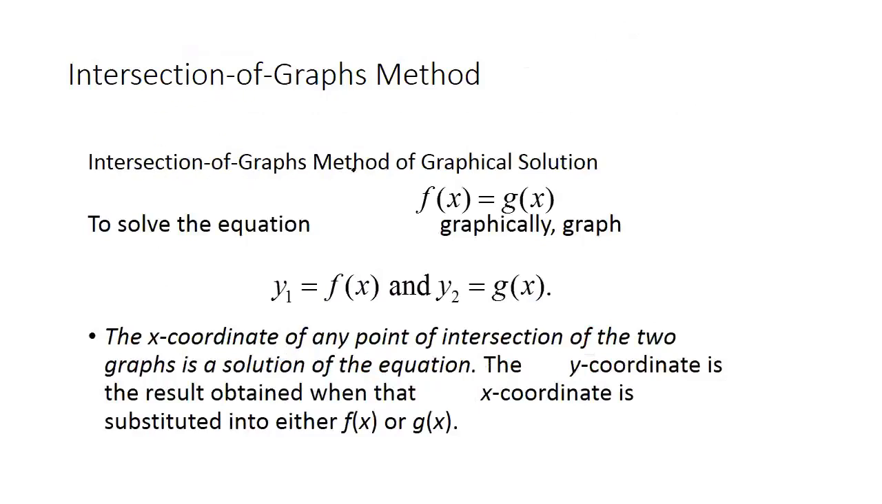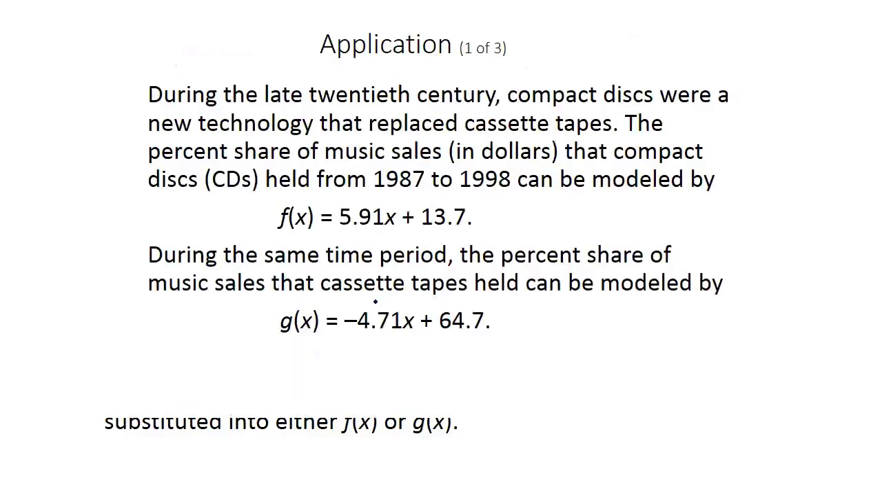So the intersection of the graph model, if you have f of x equal to g of x, once again, to have a solution, you have to have an intercept at one point. Other than that, it would be either no solution with parallel lines, or infinitely many solutions with the same line. So if you write the equation in terms of y equal to mx plus b, like in this example here, we have f of x is 5.91x plus 13.7, and g of x equal to minus 4.71x plus 64.7.